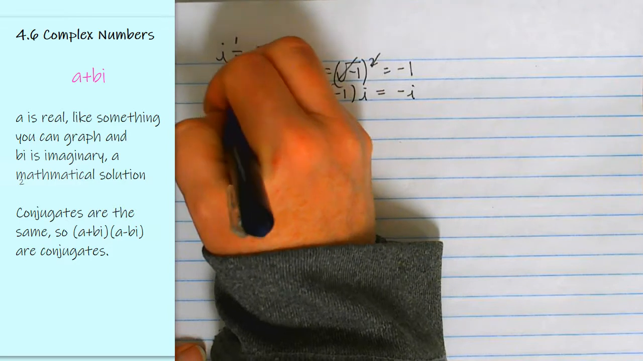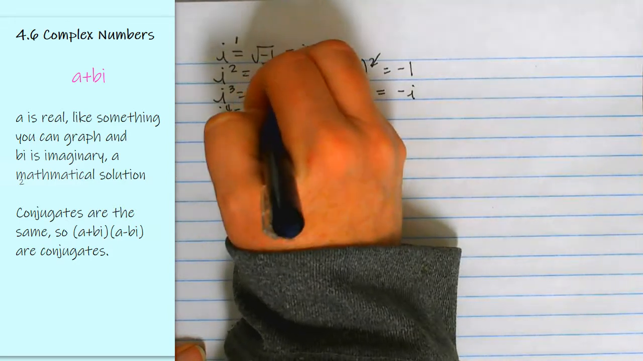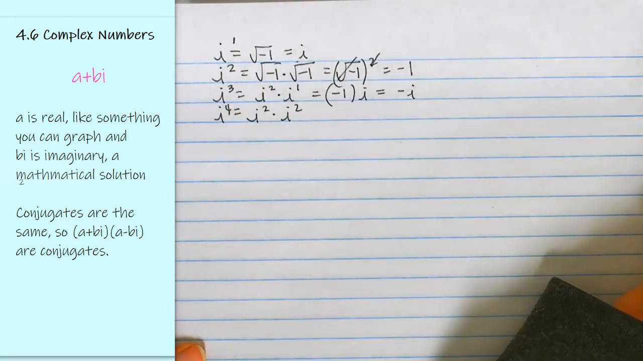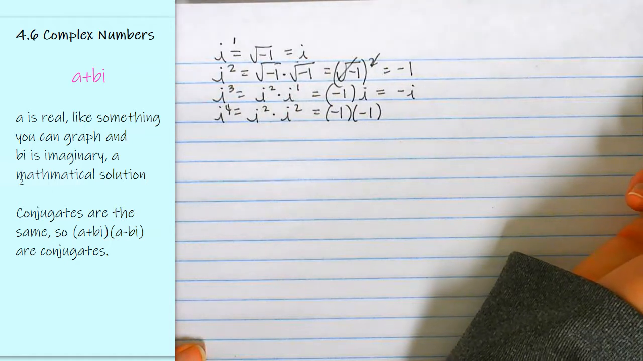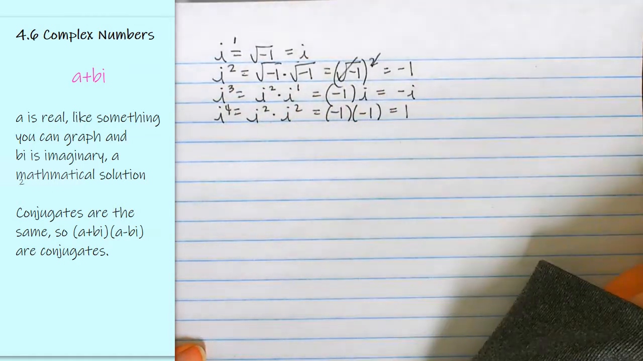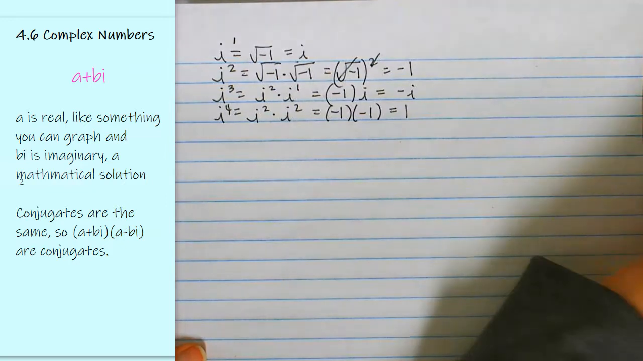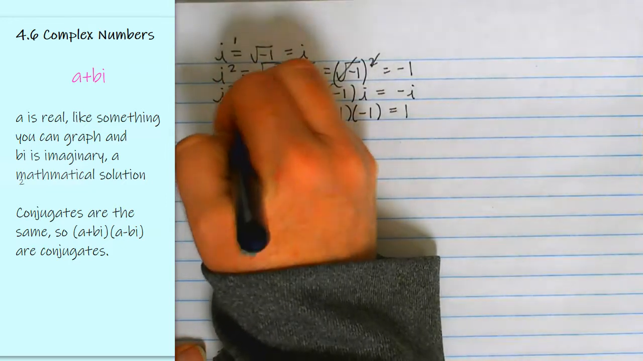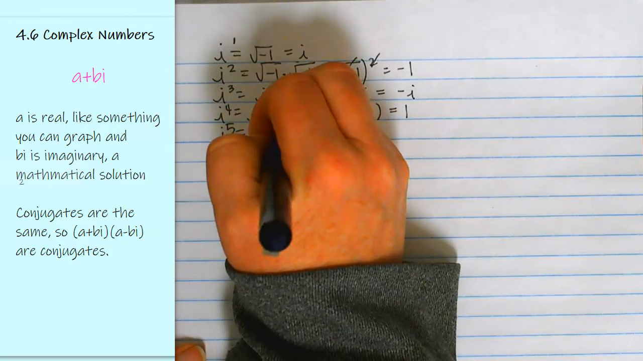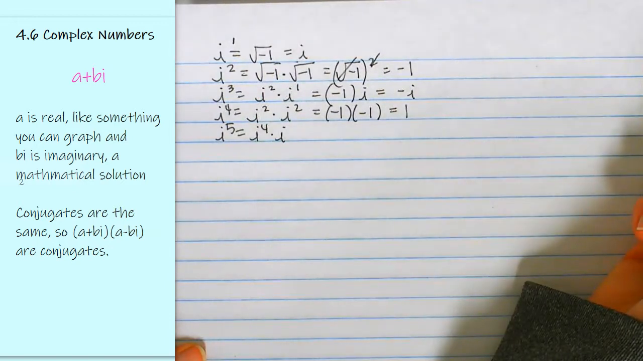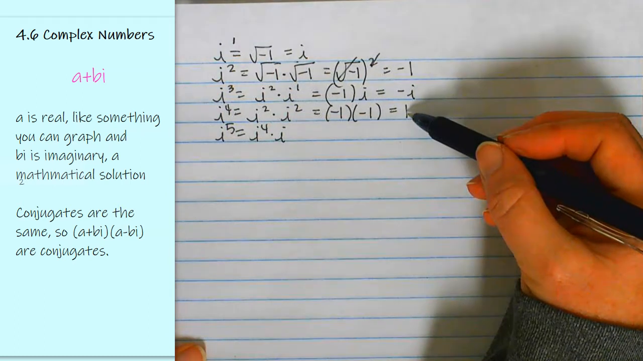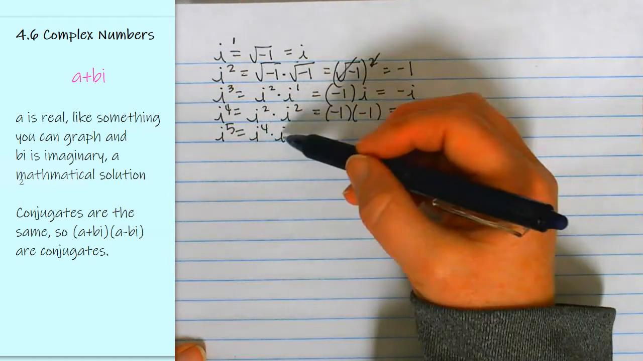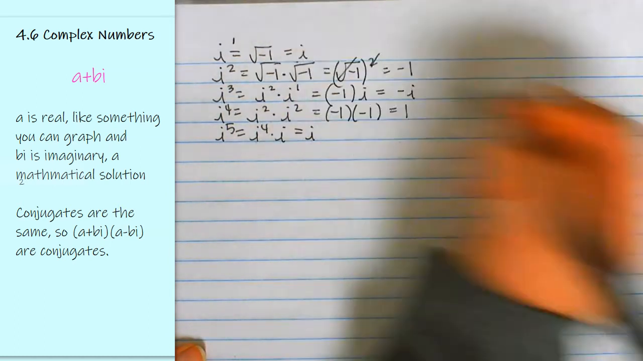i to the fourth power is i squared times i squared, which we've already simplified as -1 times -1, and -1 times -1 is +1. Now we could keep going. i to the fifth equals i to the fourth times i. i to the fourth is 1. So 1 times i. This is i again.